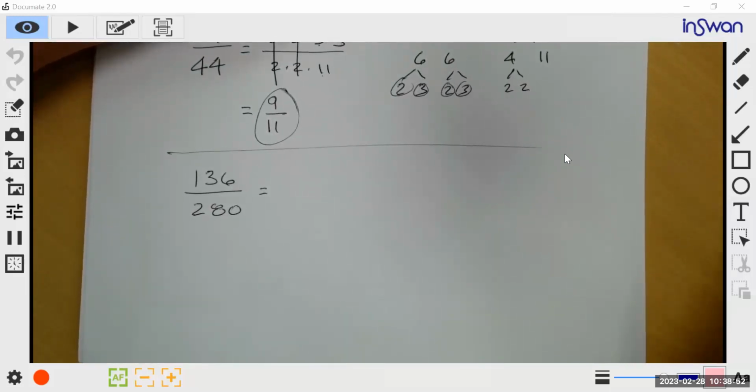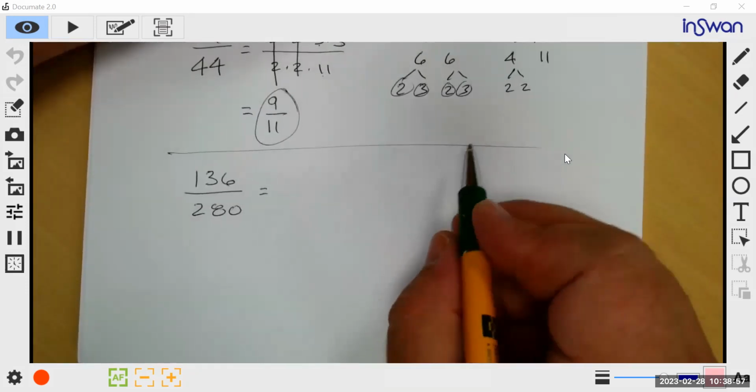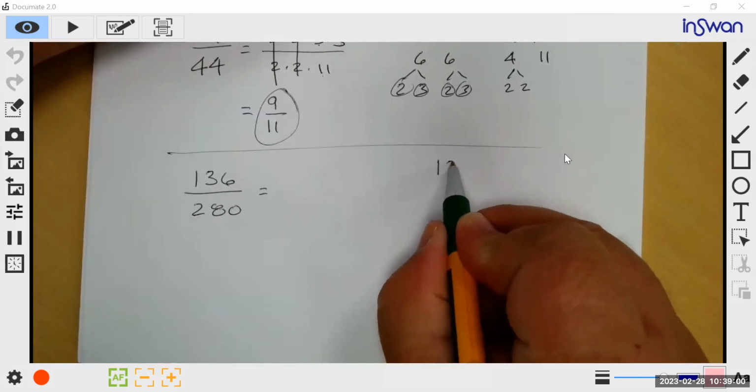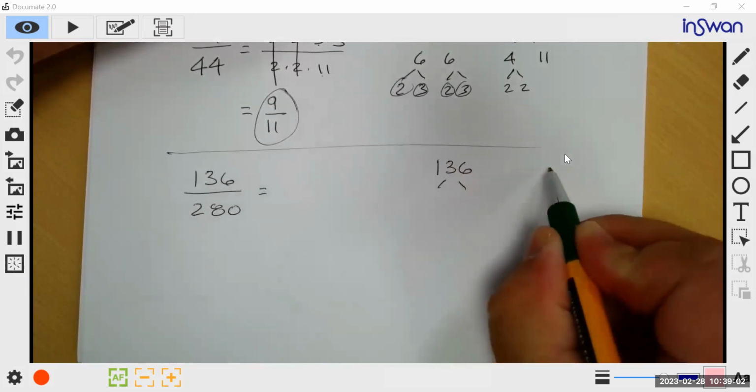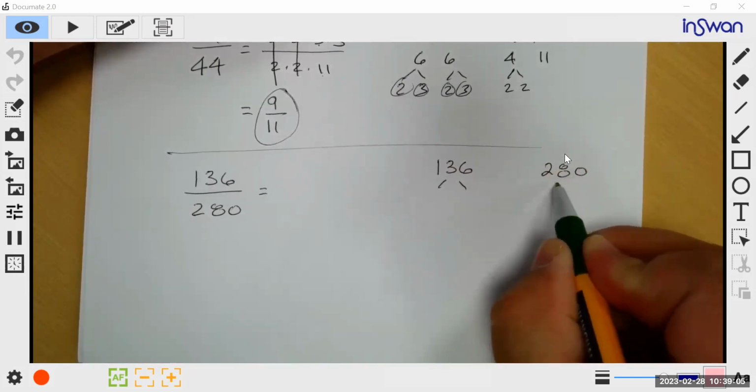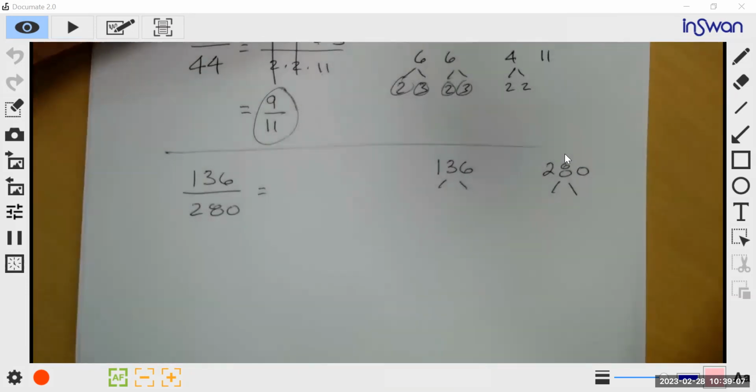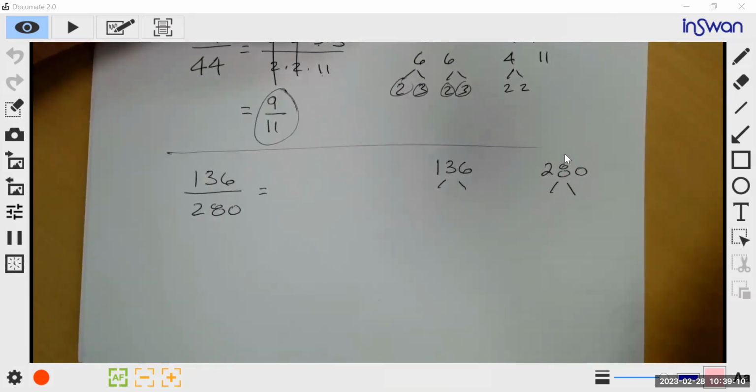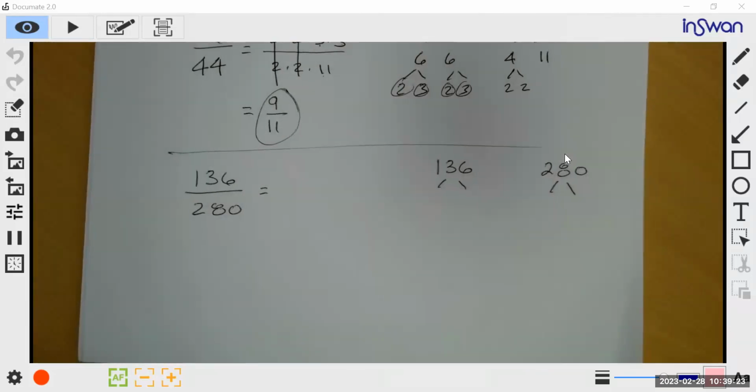Let's look at bigger numbers. 136 over 280. What do you look for in these problems? Like first, 136, what do you look for first to factor out? What's the smallest number that fits in there?